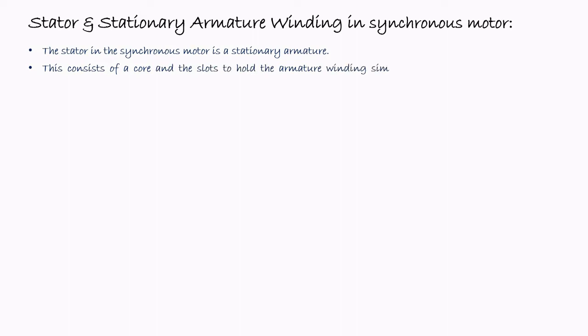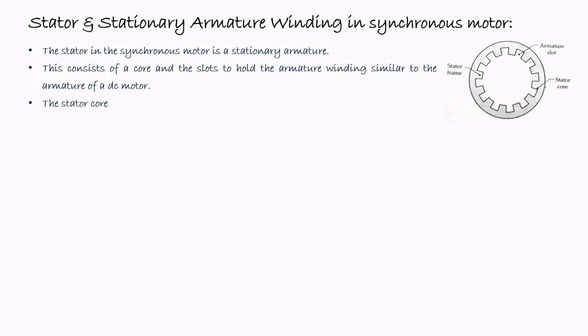This consists of a core and slots to hold the armature winding, similar to the armature of a DC motor. The stator core uses a laminated construction. So here we can see the thin sheets of the stator. They are made of thin laminated sheets. So this is the stator structure. These are the slots where the three-phase armature windings are placed.